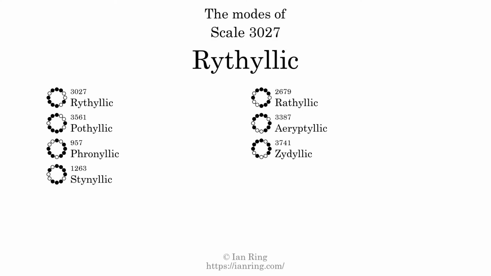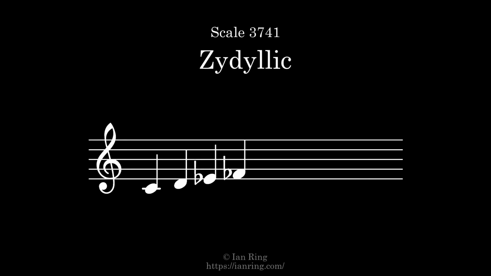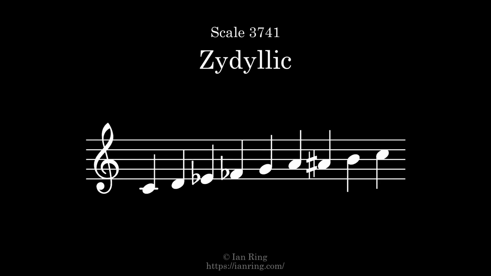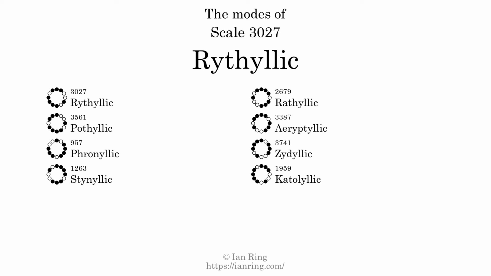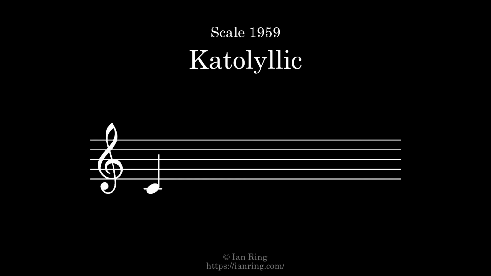The seventh mode is Scale 3741, also known as Rythyllic. It sounds like this. The eighth and last mode is Scale 1959, also known as Heteromorphisms. It sounds like this.